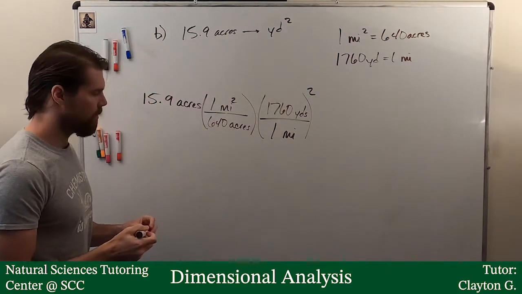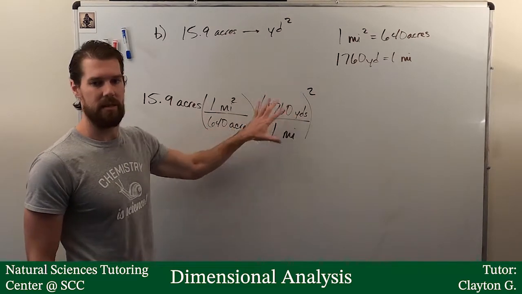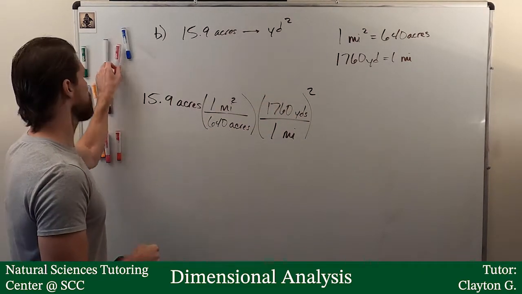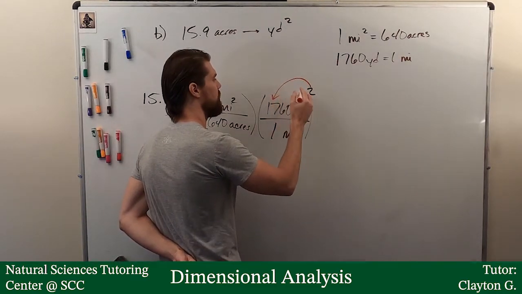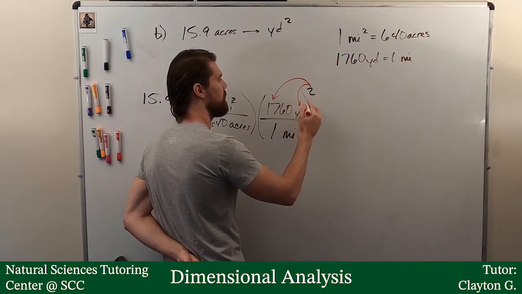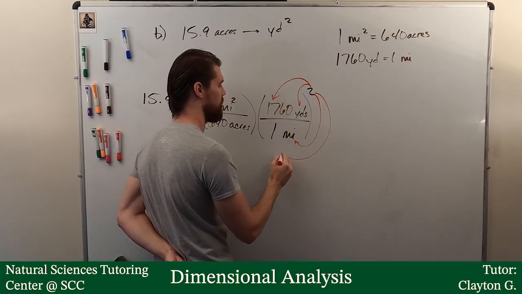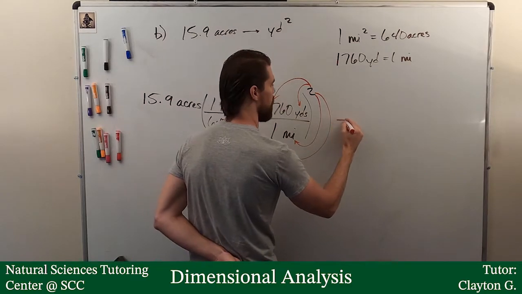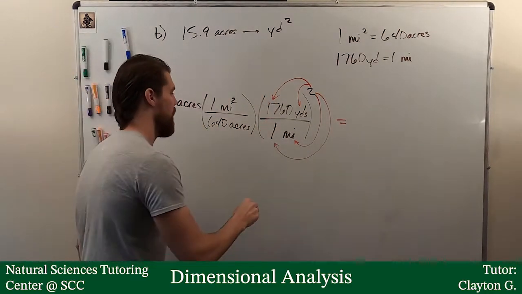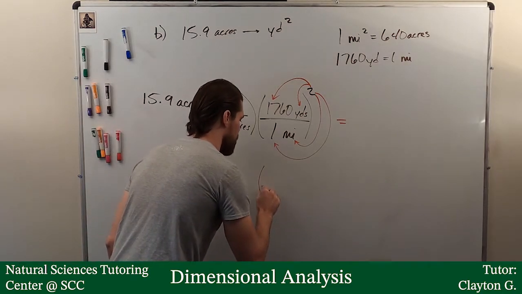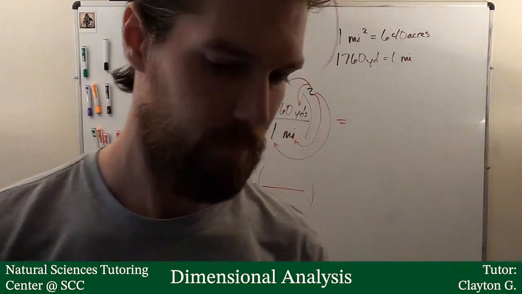If I square the parentheses, then everything inside the parentheses gets squared. So I have to distribute this square to the 1760, to the yards, to the miles, and to the 1. So this is pretty much the same as multiplying by, let's see if I can get this number here real quick.